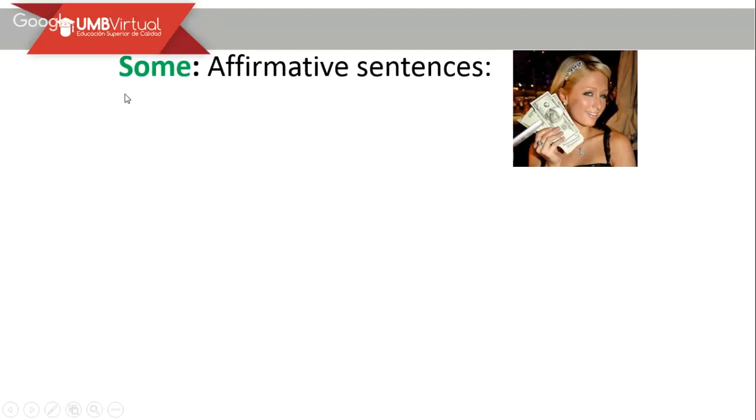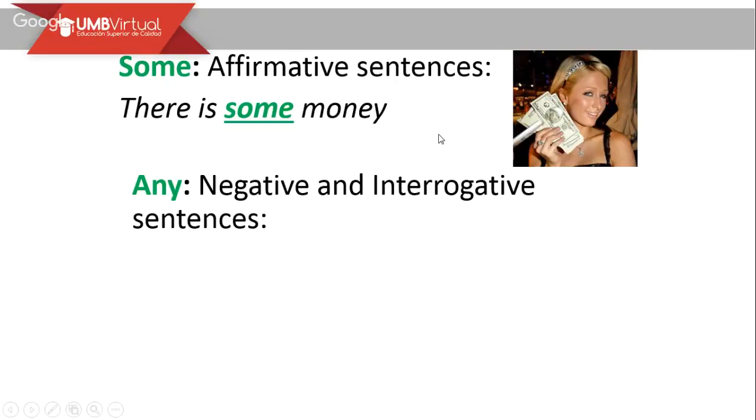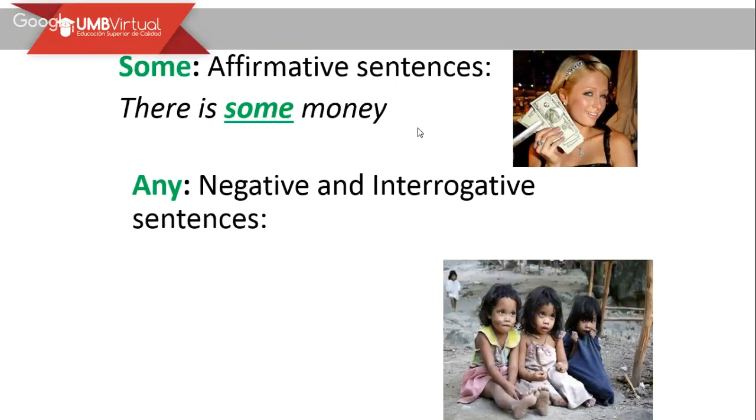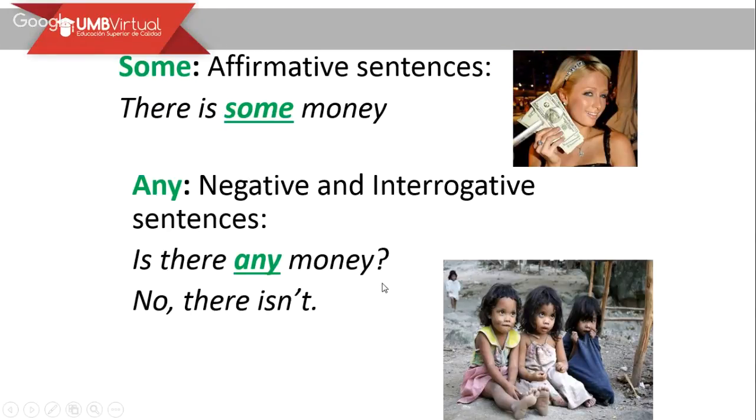We use some for affirmative sentences. Let's see the example. There is some money. We use any for negative and interrogative sentences. Let's see examples. Is there any money? No, there isn't. There isn't any money. Remember. Some for affirmative, any for negative and interrogative.